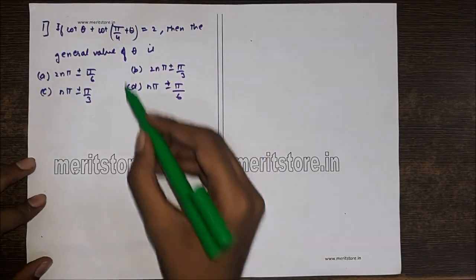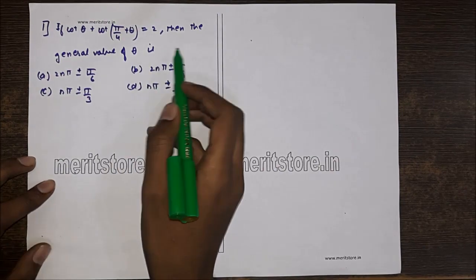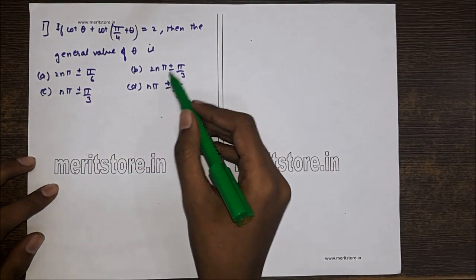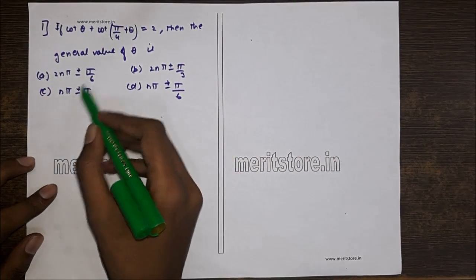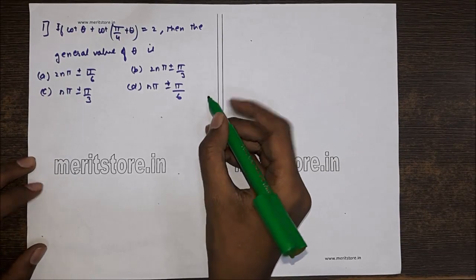If cot theta plus cot of pi by 4 plus theta is 2, then the general value of theta is: the options are 2n pi plus or minus pi by 6, 2n pi plus or minus pi by 3, n pi plus or minus pi by 3, or n pi plus or minus pi by 6.